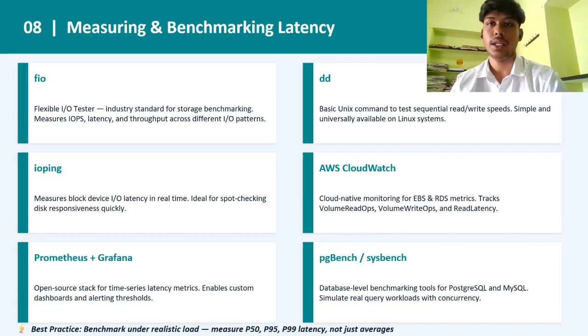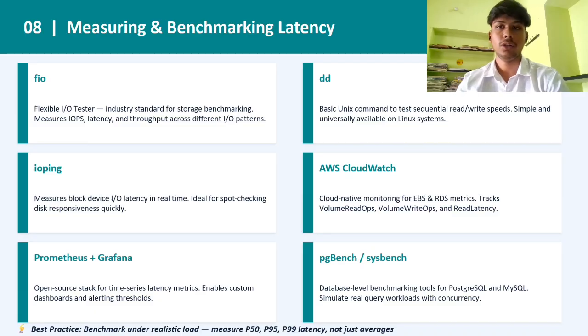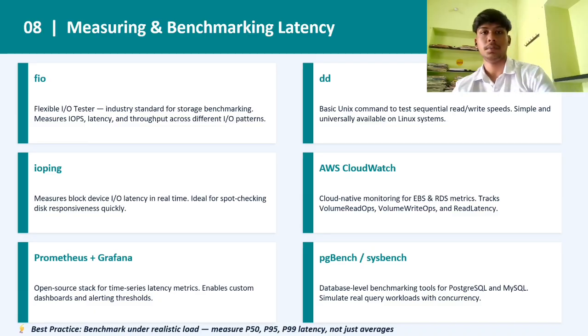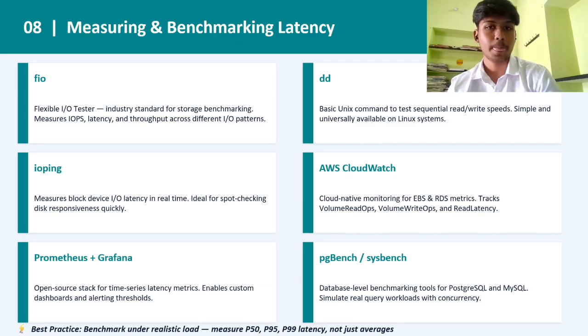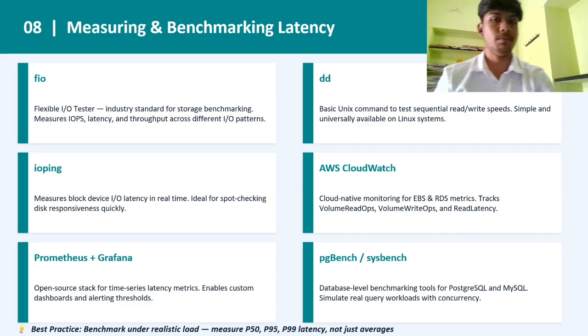Next is dd, a basic Unix command to test sequential read and write speed. Very quick and easy to run on a Linux system. Next is ioping, which measures real-time block device latency. Great for a quick health check of your disk. For cloud environments, AWS CloudWatch gives you built-in metrics for EBS volumes and RDS databases. Things like volume read latency and volume write ops. These are the tools used for our cloud environments.